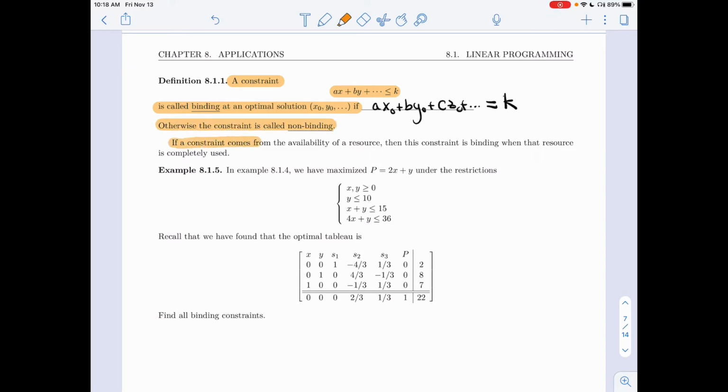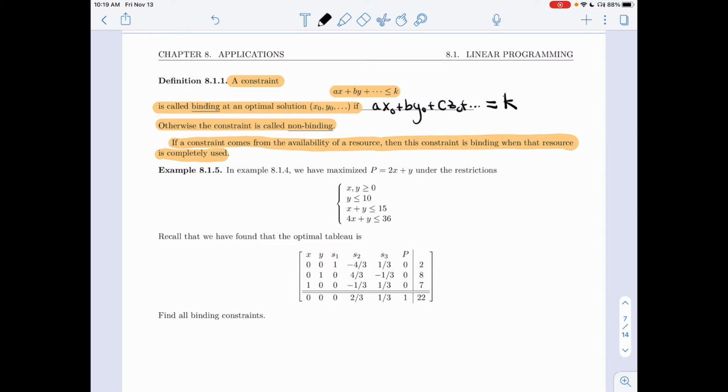If a constraint comes from the availability of a resource, then this constraint is binding when the resource is completely used, right? You had k man-hours or k liters of milk, and you used exactly k to get the most out of your objective function.